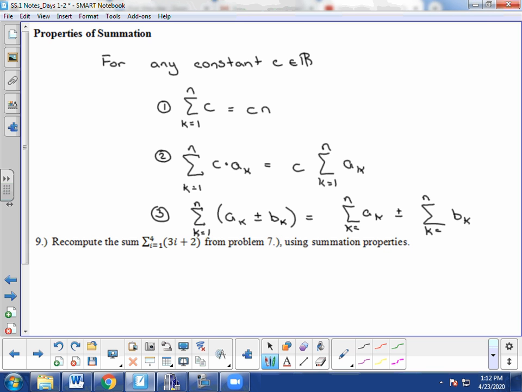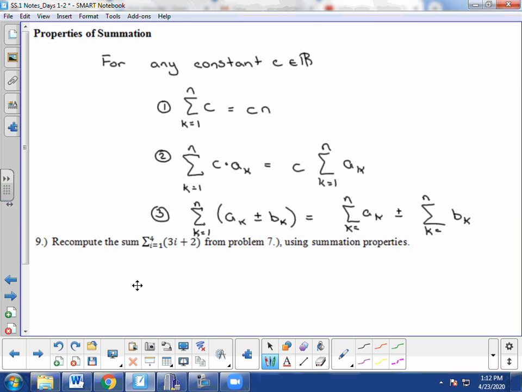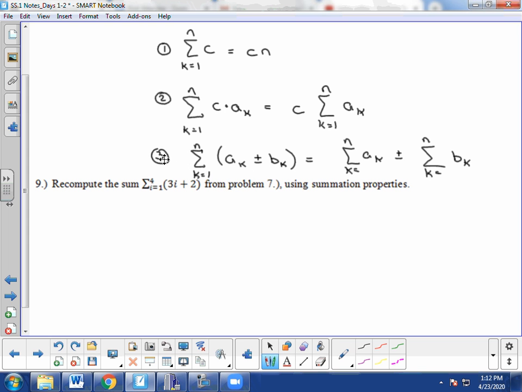And we can do this. We did this actually on problem number 7. We did this by adding all the terms together. Now you can do this by actually using the properties. So what I may notice here is that I'm going to take the property number 3, and split this into 2 different summations. So I can split this up as the summation from i starting at 1 and ending at 4 of 3i, and the summation of i starting at 1 and ending at 4 of 2.